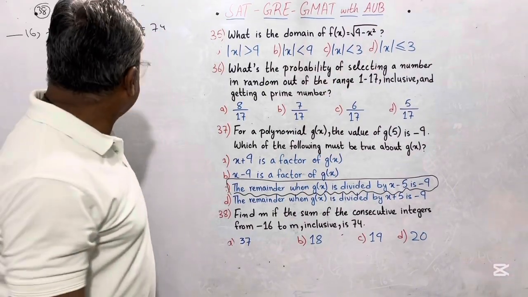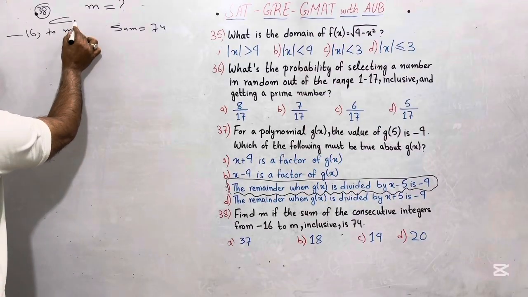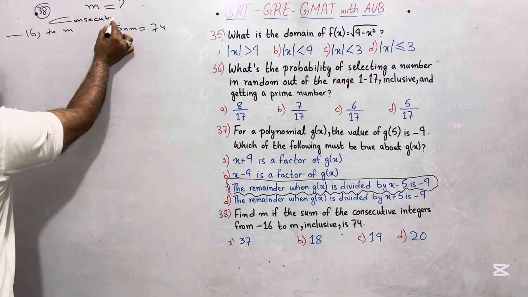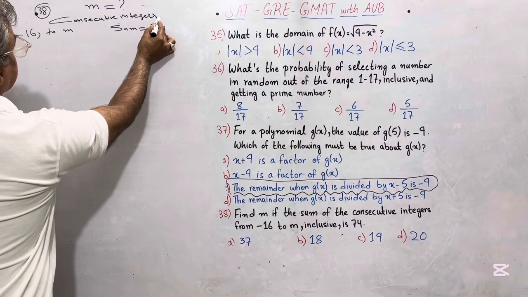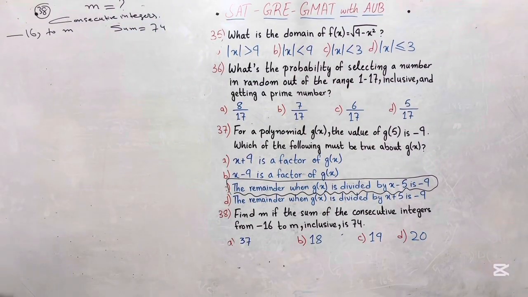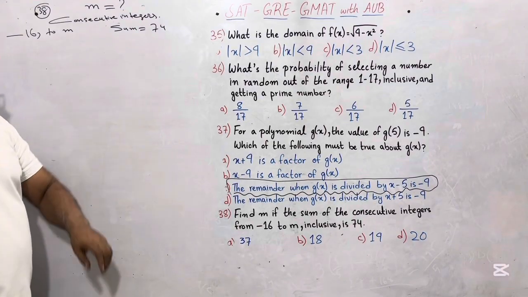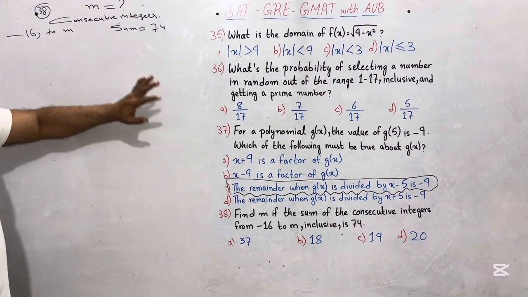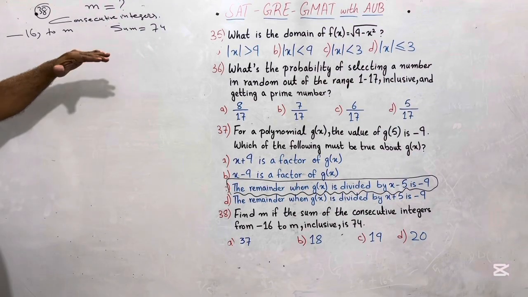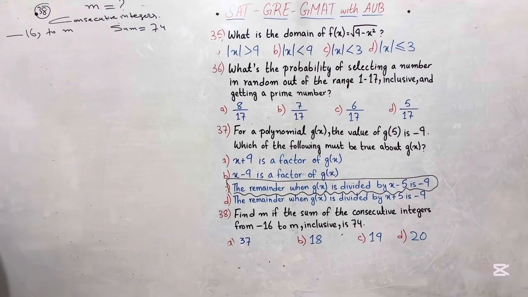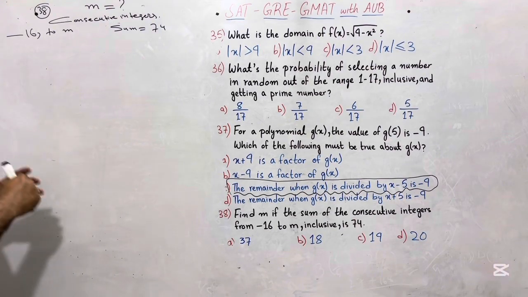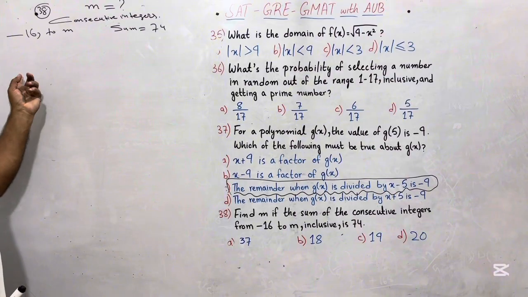Here these are consecutive integers. For consecutive integers, we have two possibilities: we have to run either backward or forward. Backward: minus 16, minus 17, minus 18, minus 19, and so on. Forward: minus 16, minus 15, minus 14, minus 13, minus 12, and so on. Look at the sum: the sum is a positive quantity, which means we have to move forward, adding positive one each time.